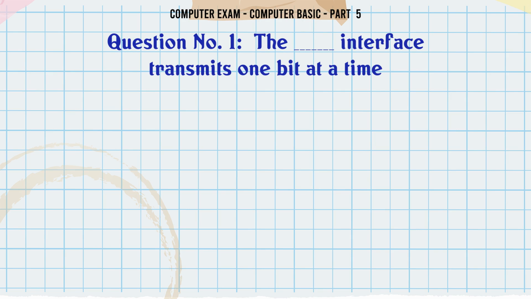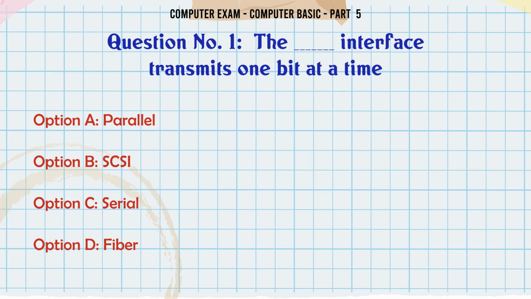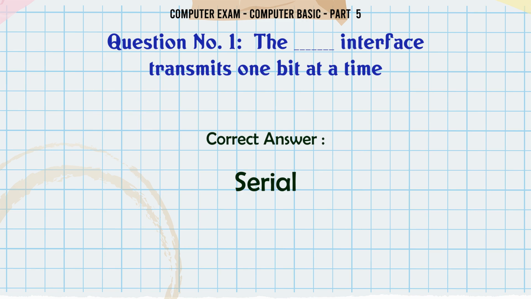The dash interface transmits one bit at a time. A. Parallel. B. SCSI. C. Serial. D. Fiber. The correct answer is serial.